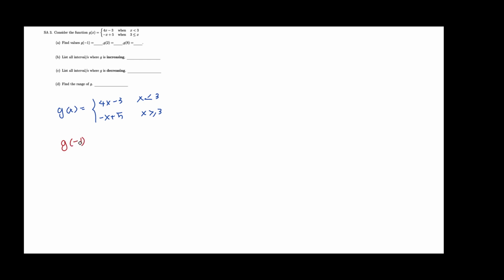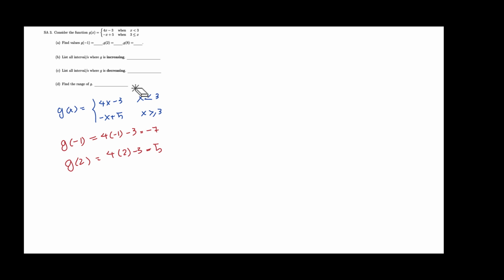So g of -1: I can see that the input x, which is -1, is less than 3, so it fits this piece. So I'm plugging it into that piece. That's -7. Then for the next one, g of 2. Again, 2 is less than 3, so it fits in there. Every time you put in the x, see which piece it fits. And so I multiply, and I get 5.